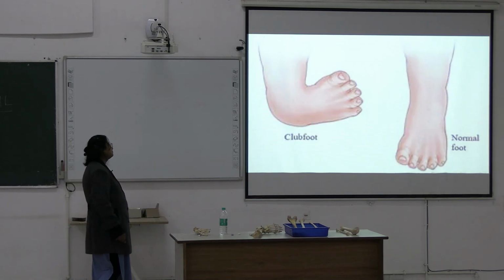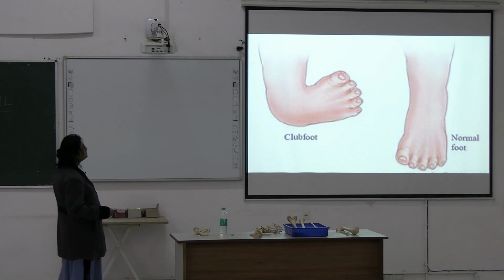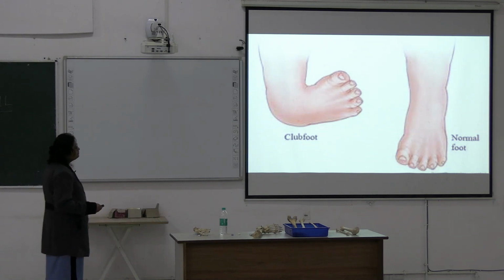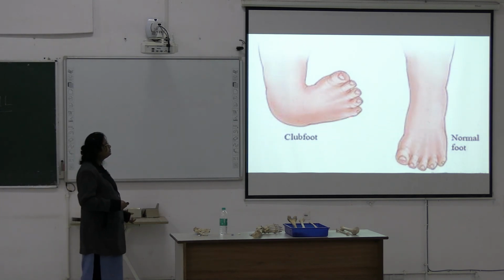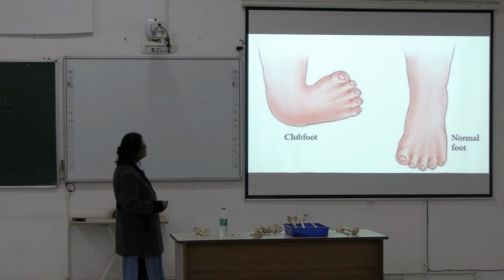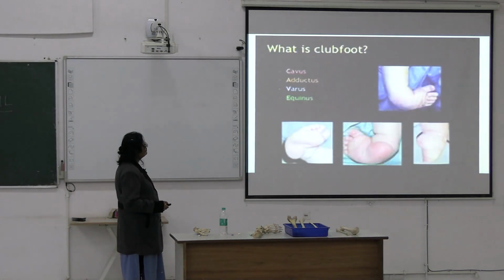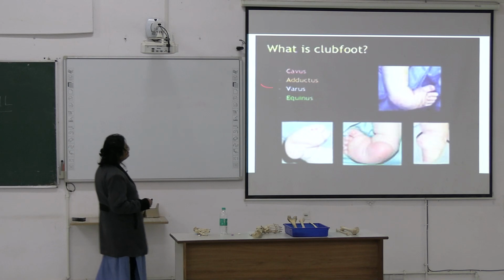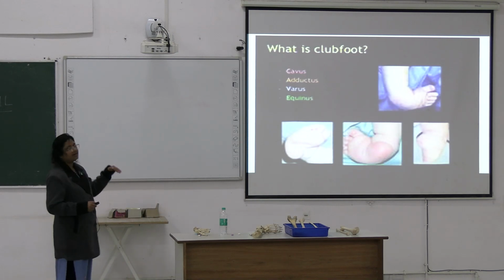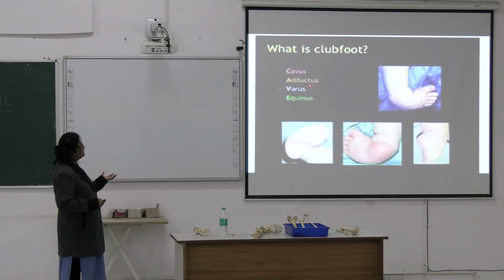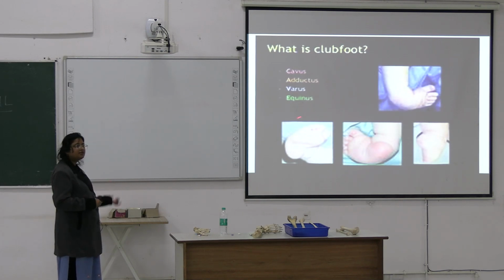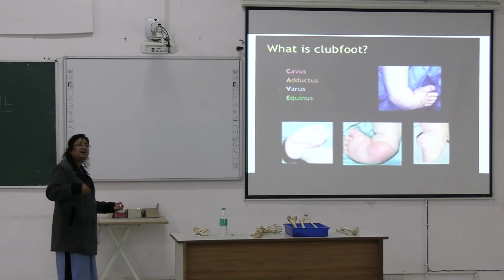Next, this is club foot. Club foot is also a deformity of the foot. This is a normal foot, and this is club foot. Next, what is club foot? There will be cavus. Cavus means high arched foot. Adductus, the forefoot will be adducted. Varus, there is varus and equinus. Okay. Equinus means the hind foot will be high above.